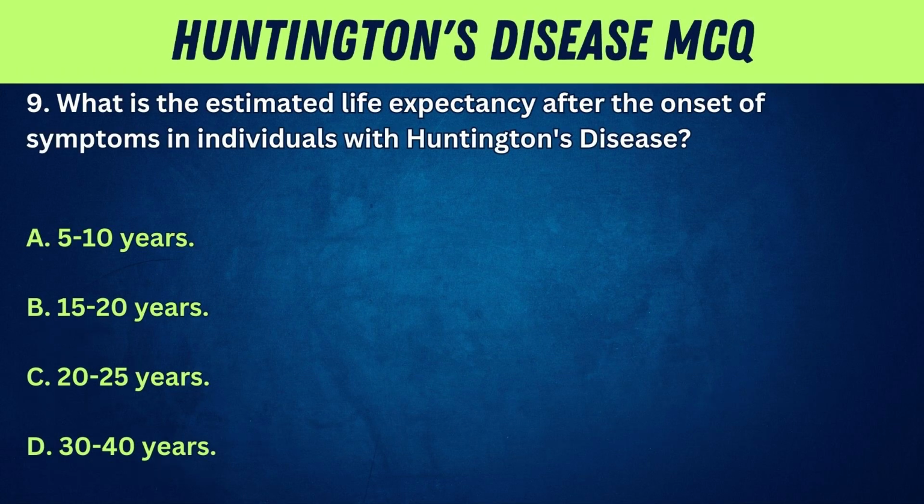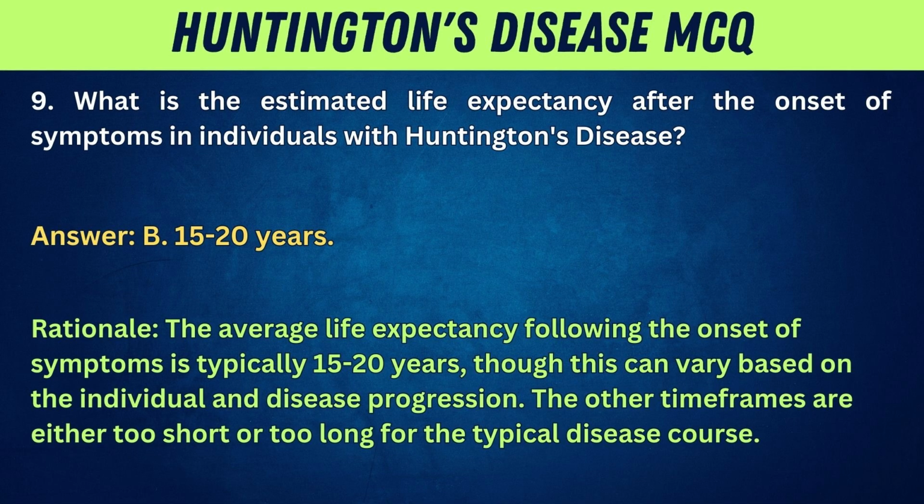9. What is the estimated life expectancy after the onset of symptoms in individuals with Huntington's disease? A. 5 to 10 years. B. 15 to 20 years. C. 20 to 25 years. D. 30 to 40 years. Answer: B. 15 to 20 years.